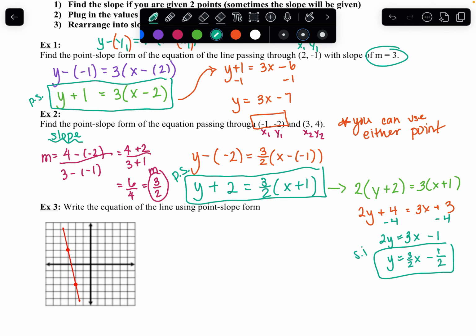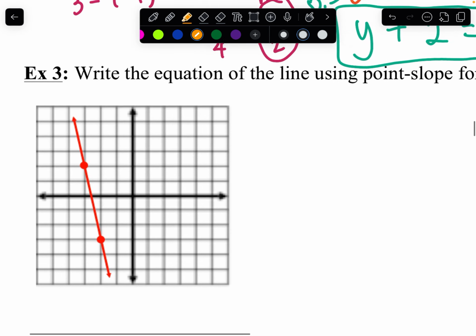Okay, and you can kind of see it. Here's our slope, here's our slope. So that should not change. And so let's look at a graph now.